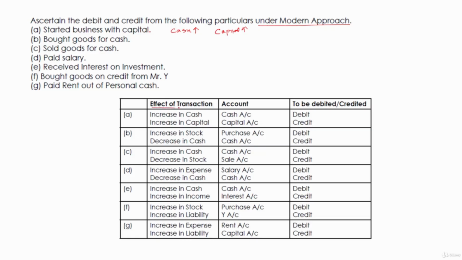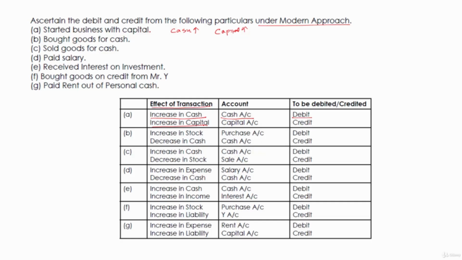So look at here, effect of transaction. There is an increase in cash, there is an increase in capital. When cash is coming in, which account will be affected? Cash account will be affected. Okay, cash account will be debited or credited. Here what we have to understand is the real account. Real account says debit what comes in, credit what goes out. Cash is coming in, so cash should be debited.